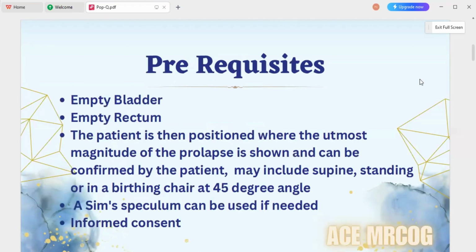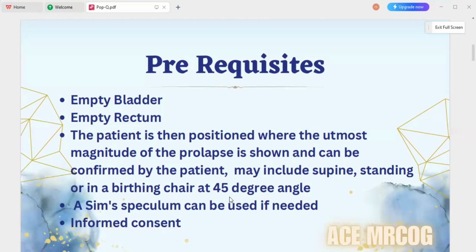After that come some prerequisites. What are a few things that we should be careful about before examining a woman or quantifying her on the POP-Q system? First of all, the rectum and the bladder should be empty. Then the position of the patient matters, because when a patient comes to your OPD, she will tell you that when I sit in that position, the prolapse is maximum, when I stand, when I strain, the prolapse is maximum. So look at the prolapse.